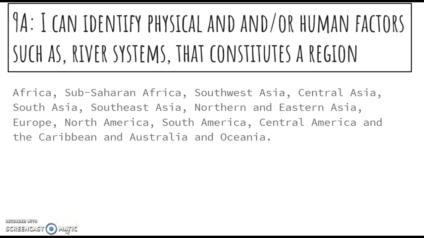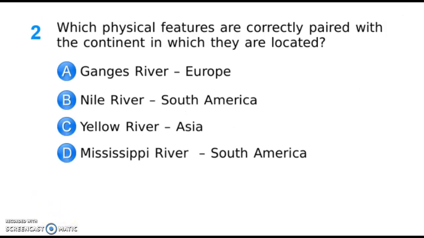So let's go through the questions that you had for 9A. Question 2 is tied to 9A, and it asked which physical features are correctly paired with the continent in which they are located. The correct answer here was C, the Yellow River belongs in Asia. A was incorrect because the Ganges River is actually in South Asia. It goes through India. So you needed to know that the Ganges River is in South Asia, not Europe.